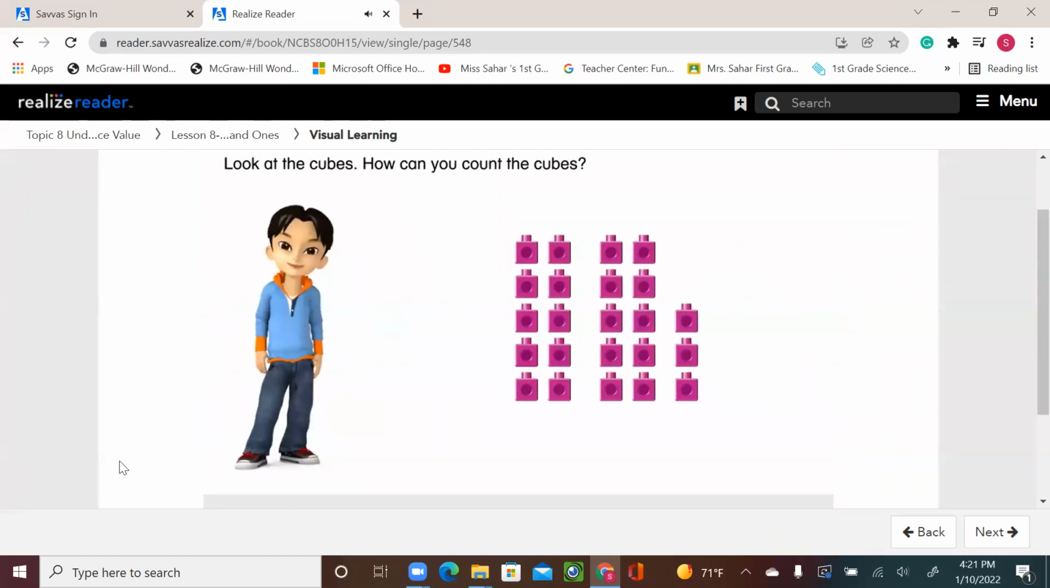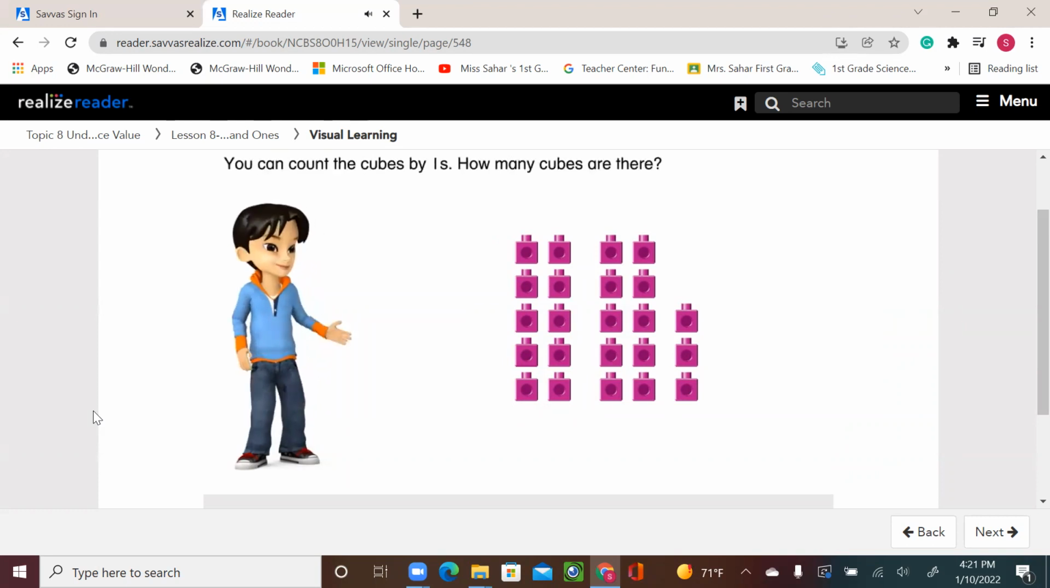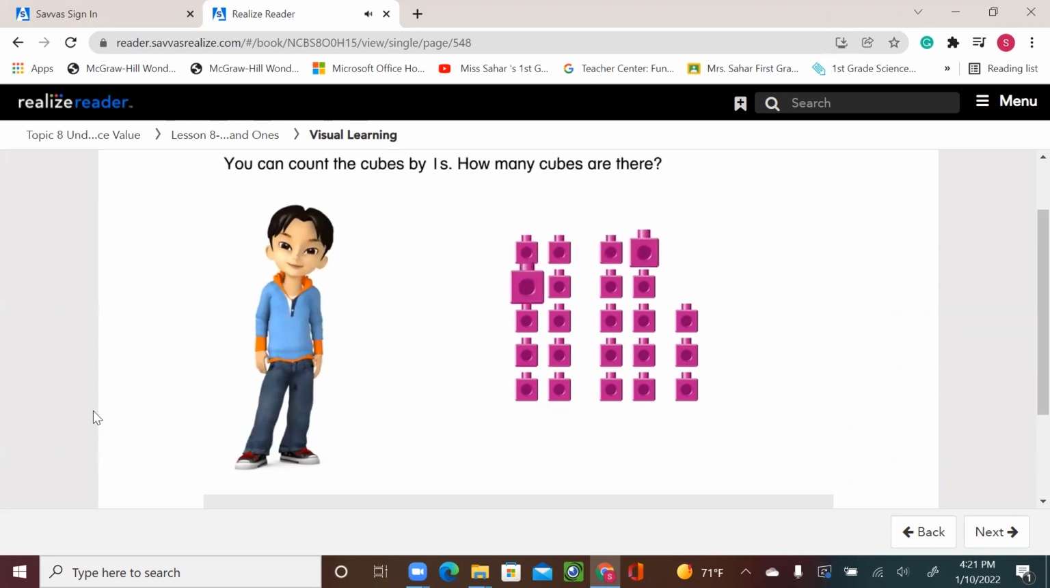Look at the cubes. How can you count the cubes? You can count the cubes by ones. How many cubes are there? So we can count and put them in a group. So I would like to skip count by 2. So I will say 2, 4, 6, 8, 10. So this is a group of 10. So that's 10. And then I have 2, 4, 6, 8, 10. Another group of 10. So I have 10, 20.